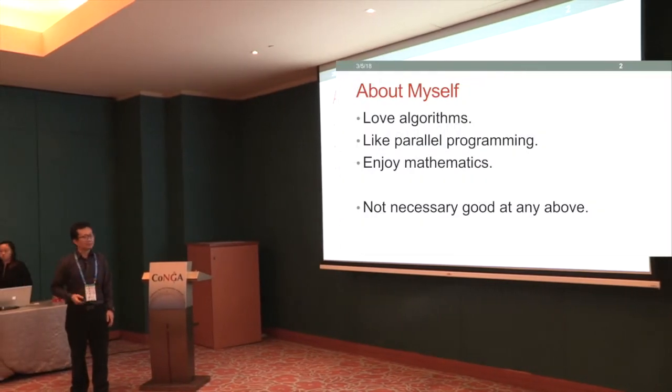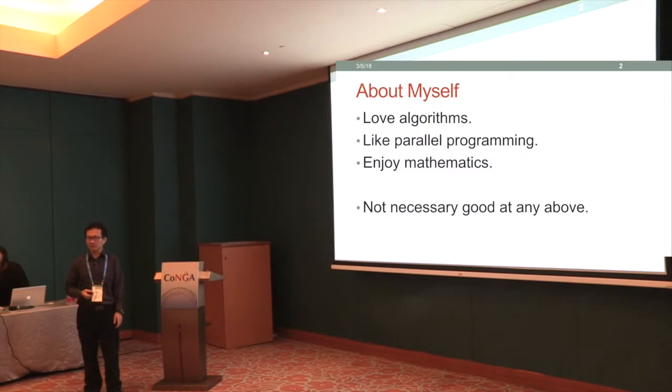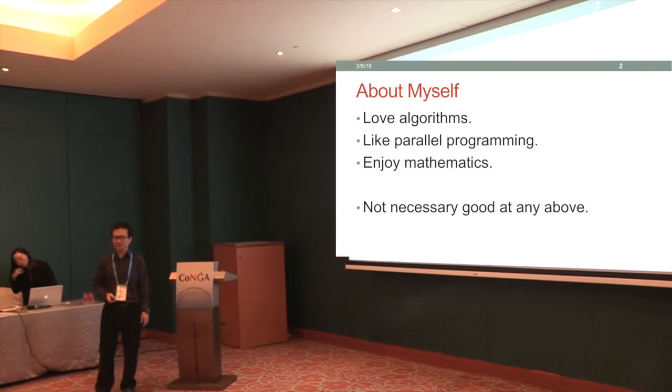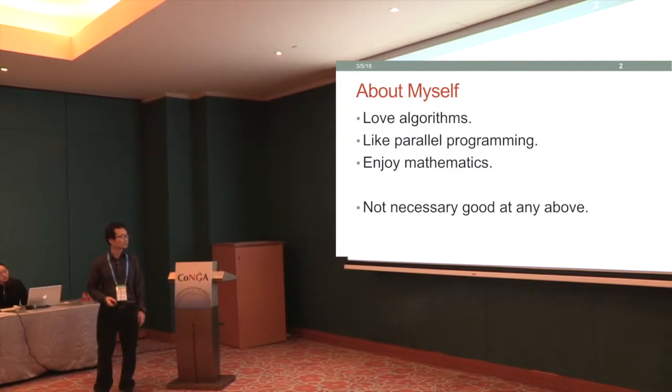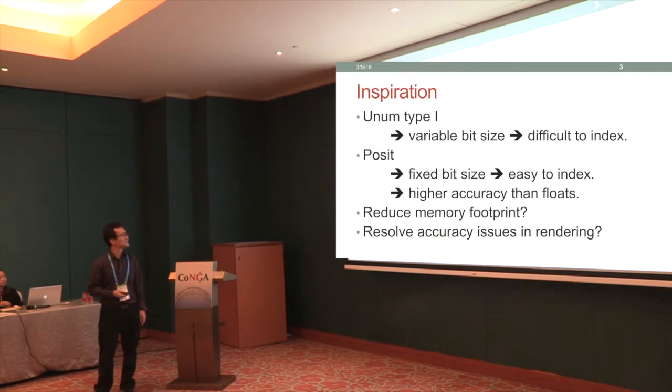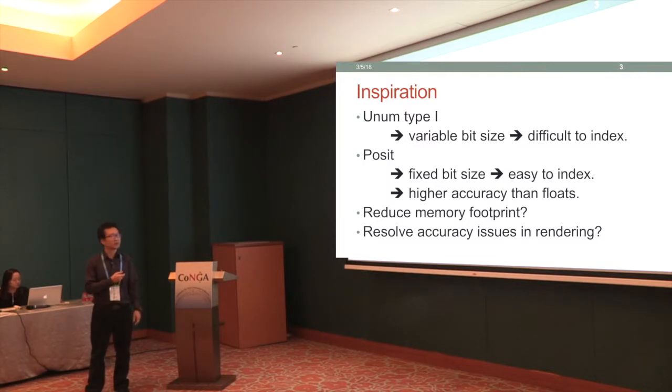A little bit about myself. I love algorithms and I do programming for a living. I enjoy mathematics, but just not necessarily good at any of these above. I was inspired to look into UNUM Type 1. Somehow, I couldn't find a way to apply that in my algorithm design, mainly due to the variable bit size and also difficult to index one element in a multi-dimensional matrix.